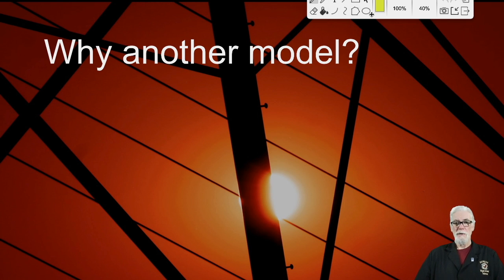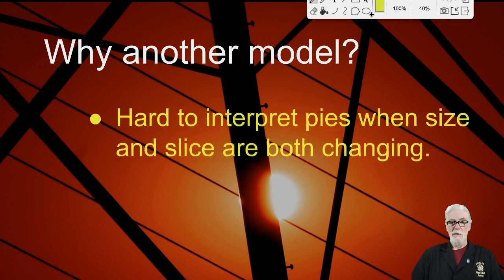So why do we need another model? Well, I think that last example showed one of the weaknesses of a pie chart.